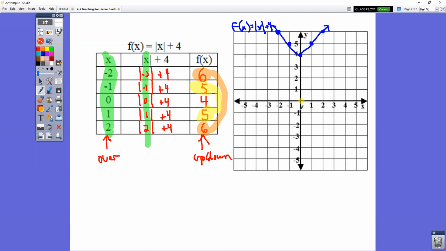Again, you should not be graphing any straight lines at all today. They should either be a U shape or a V shaped graph.